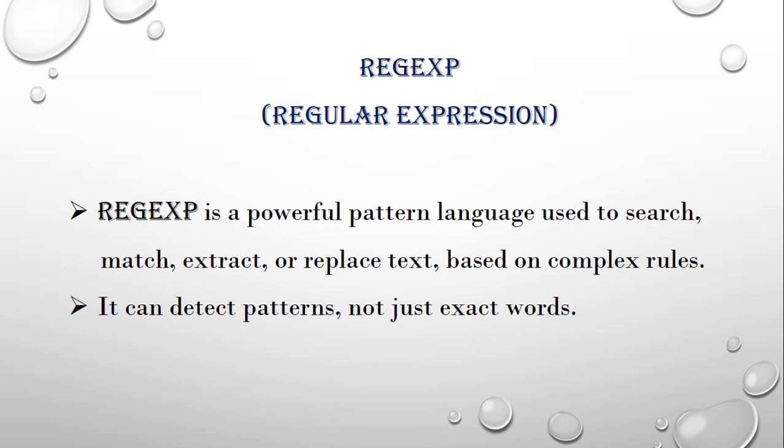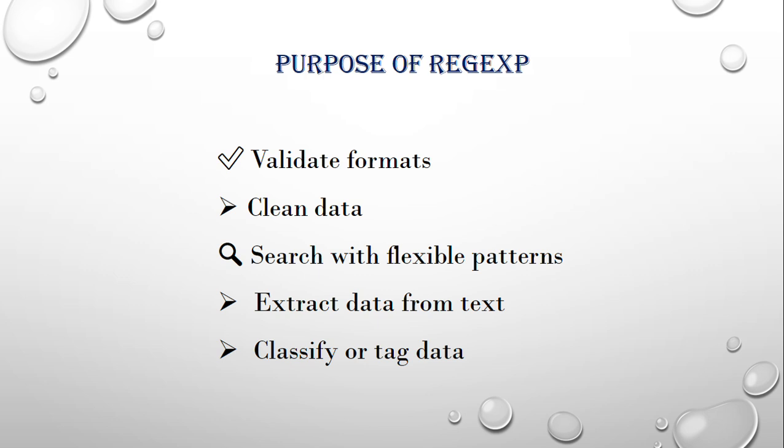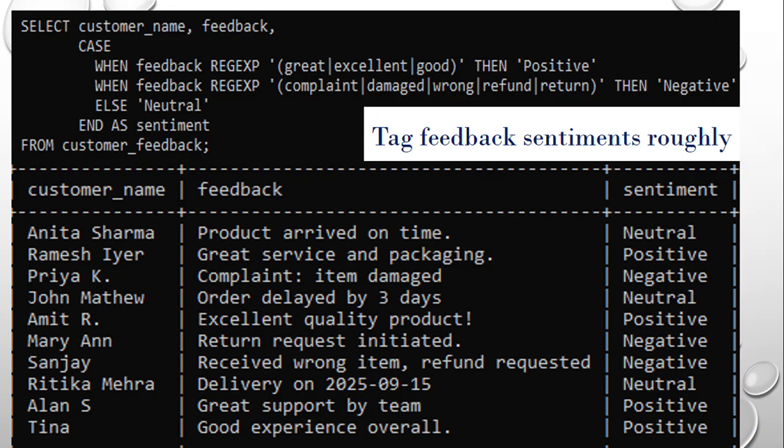A regular expression is a powerful pattern language used to search, match, extract or replace text based on complex rules. It can detect patterns, not just exact words. The purpose of regular expressions is to validate formats, clean data, search with flexible patterns, extract data from text, classify or tag data. Let's see how they work.